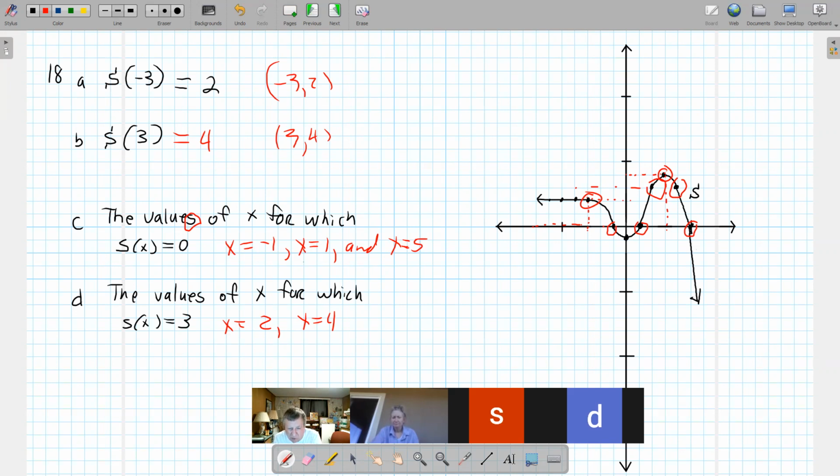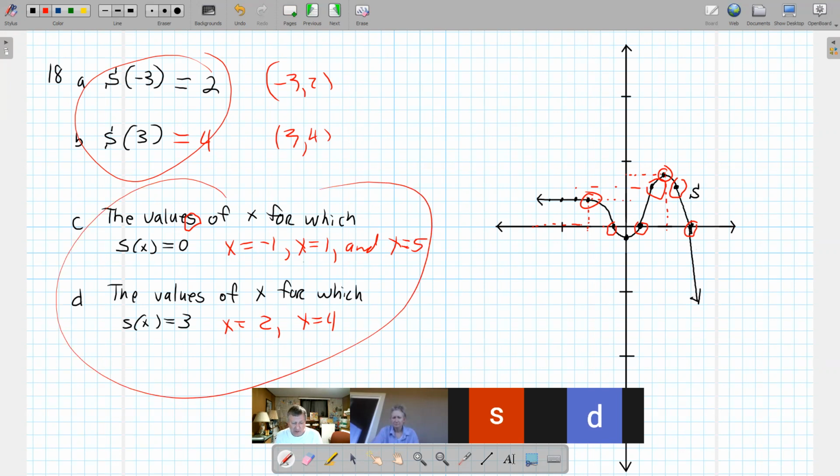So all we're doing is finding points on the graph given one of the coordinates. The first two questions were given the input, the x coordinate, the independent variable. The second two questions, we're given the output or the dependent variable, and we're finding the inputs or input, depending.